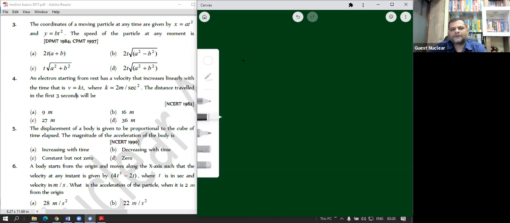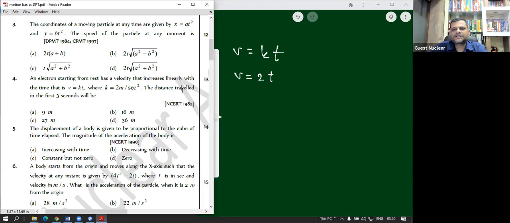See here, velocity is given to be k into t, where k is given to be 2, right? So v can be written as 2 times t. Then the distance traveled by it in the first 3 seconds is. So how much distance will it travel within 3 seconds, how will we find it? See, there are two methods for this.